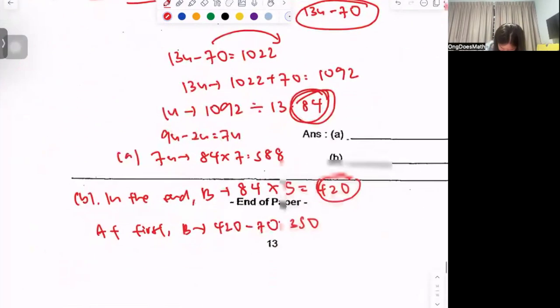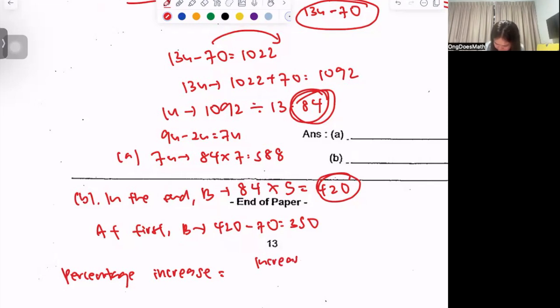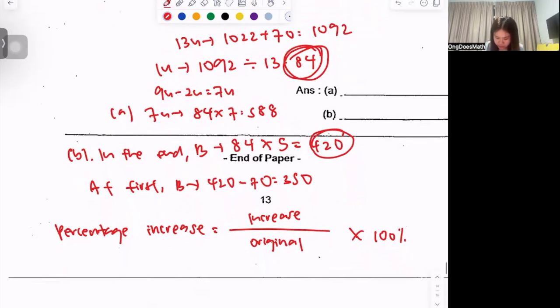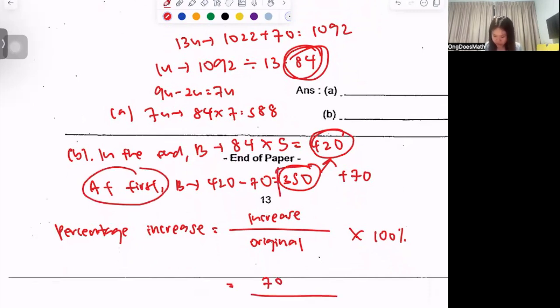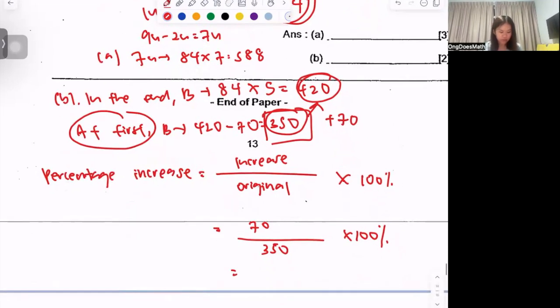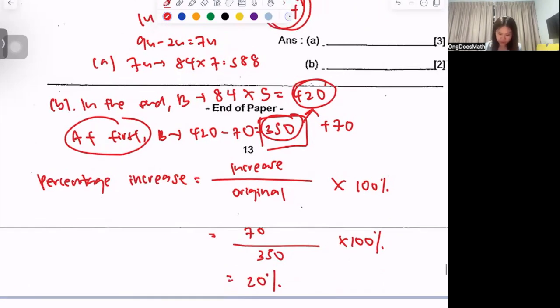So the question asks for percentage increase, right? So what's the formula for percentage increase? Find out what's the increase over the original times 100%. So at first is 350, in the end is 420. So it increased by 70, right? So the increase is by 70. At first, which is the original, is 350. So over 350 times 100%. So that should give you 20%. And that's why part B answer is 20%.